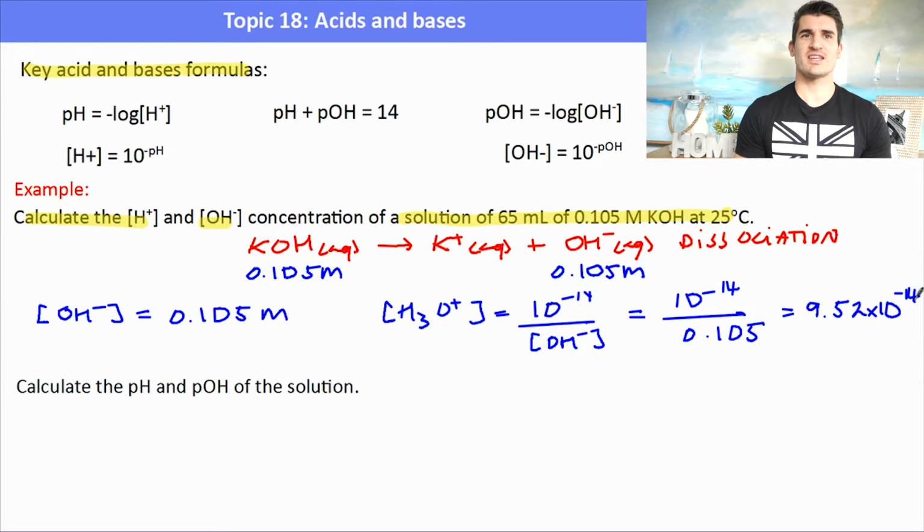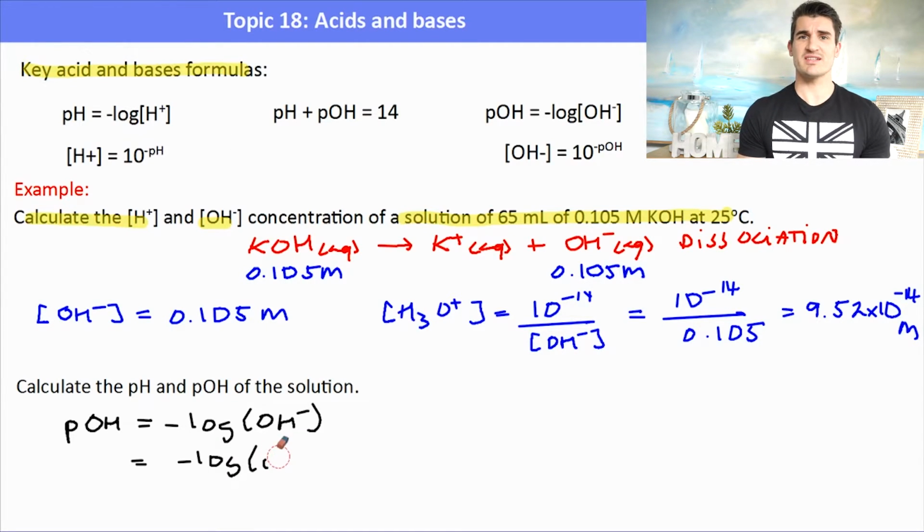Then we might be asked to calculate the pH and the pOH of the solution. Well, the pOH is equal to the negative log of OH minus. The little p before the OH means just take the negative log of the value. So the negative log of 0.105 will give us our pOH.